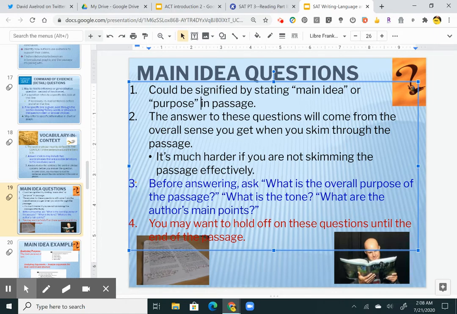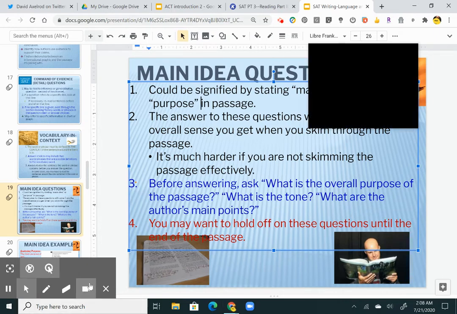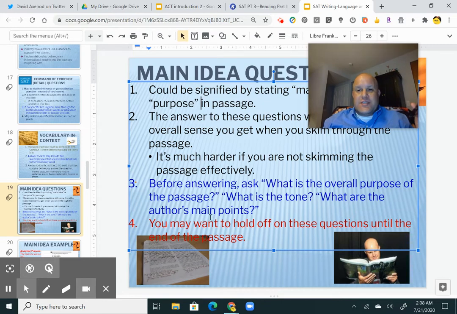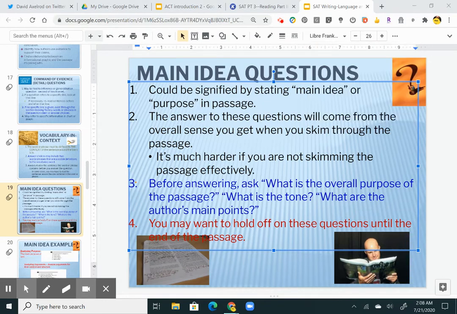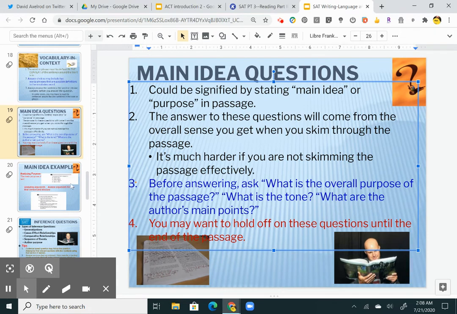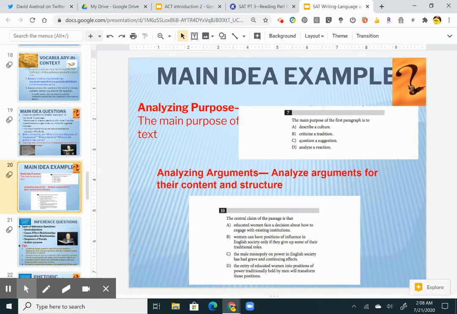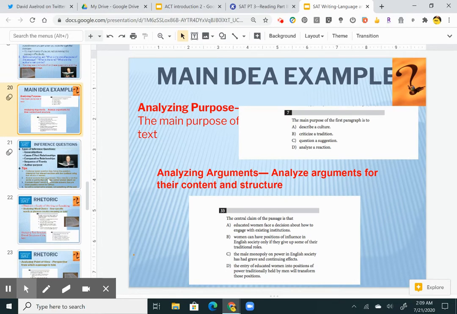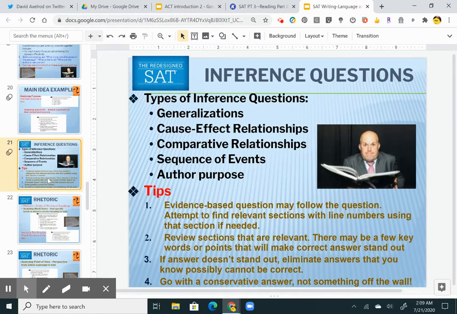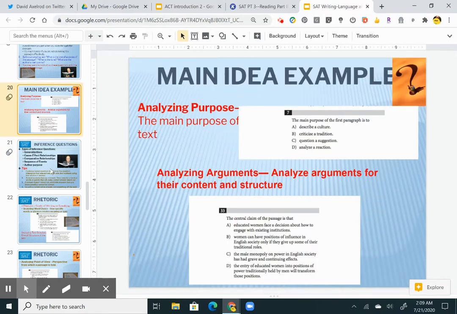These are the questions you may want to skip until the end, especially if they ask you in the first question on a main idea. You might want to skip that. So here's some examples of main idea. The main purpose of the first paragraph. So what's the purpose in its context. The central claim of the passage. Here is an analyzing argument question, the central claim of the passage. So again, these are questions you may want to answer a few more detailed questions on before you decide on answering the main idea.